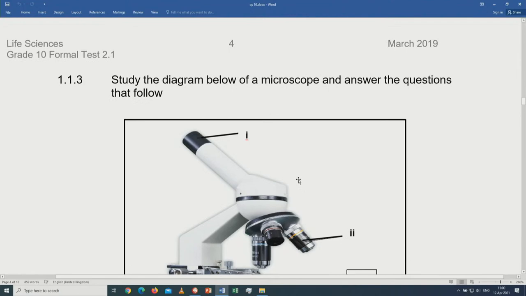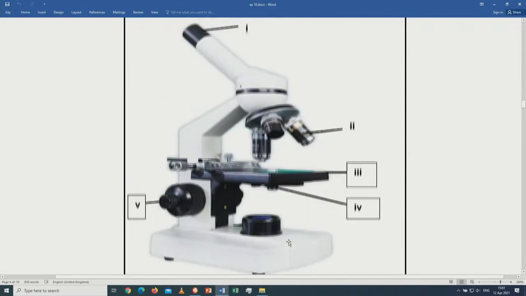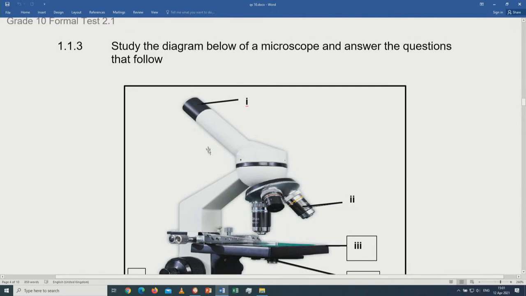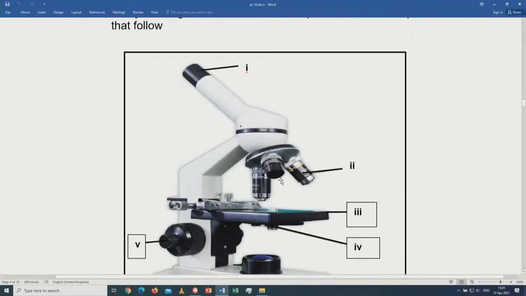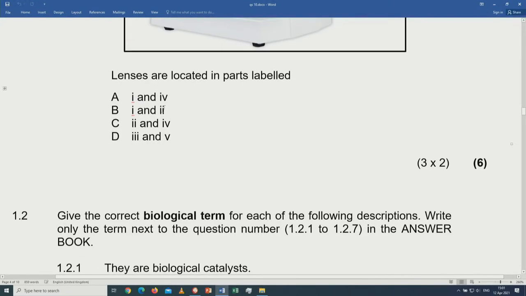1.1.3 is based on a microscope. So now the question says, lenses are located in parts labeled. When I was presenting, I said the eyepiece is a lens. Objective lenses are also lenses. So meaning that lenses are located in which parts?